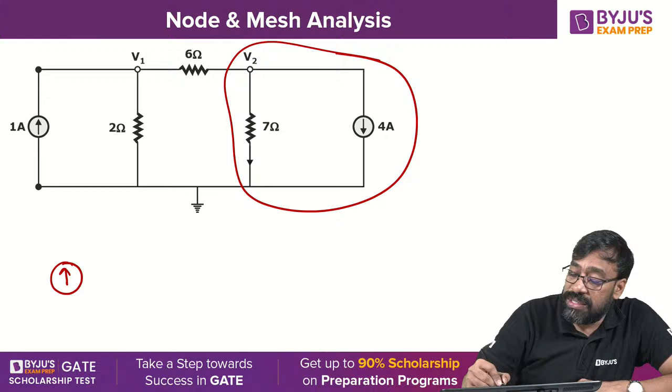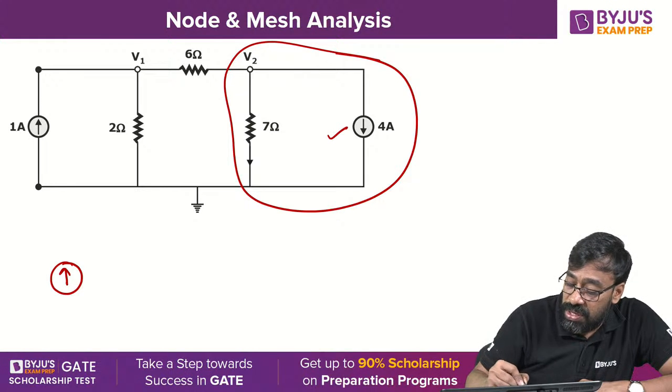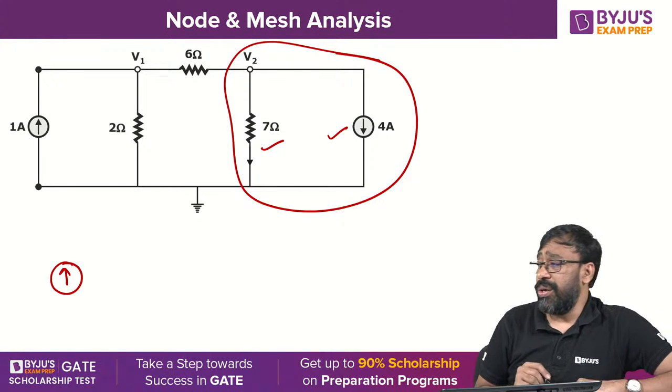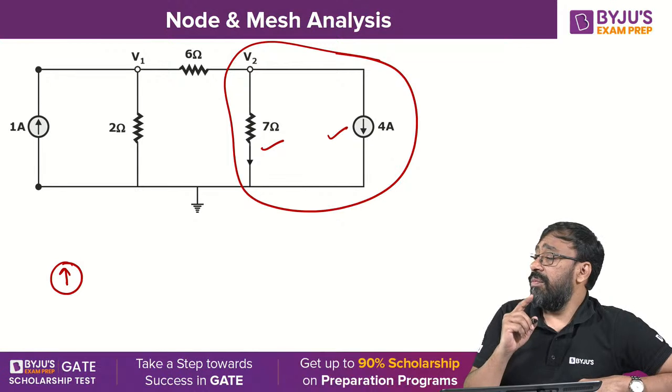Look at this. I just transform, because a current source with a parallel resistor can be transformed into a voltage source with a series resistor.